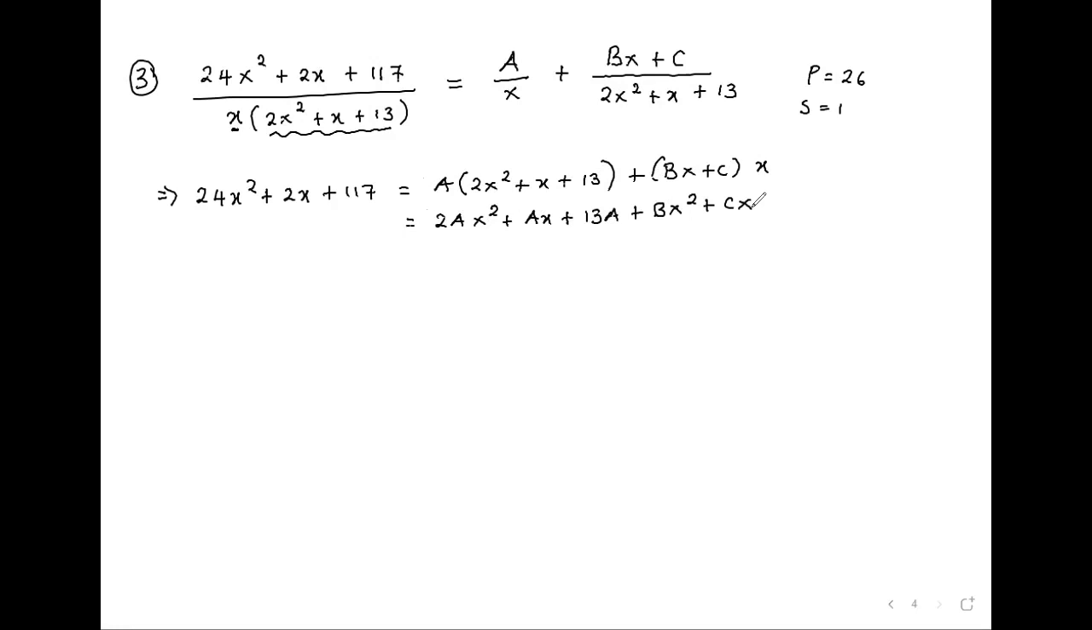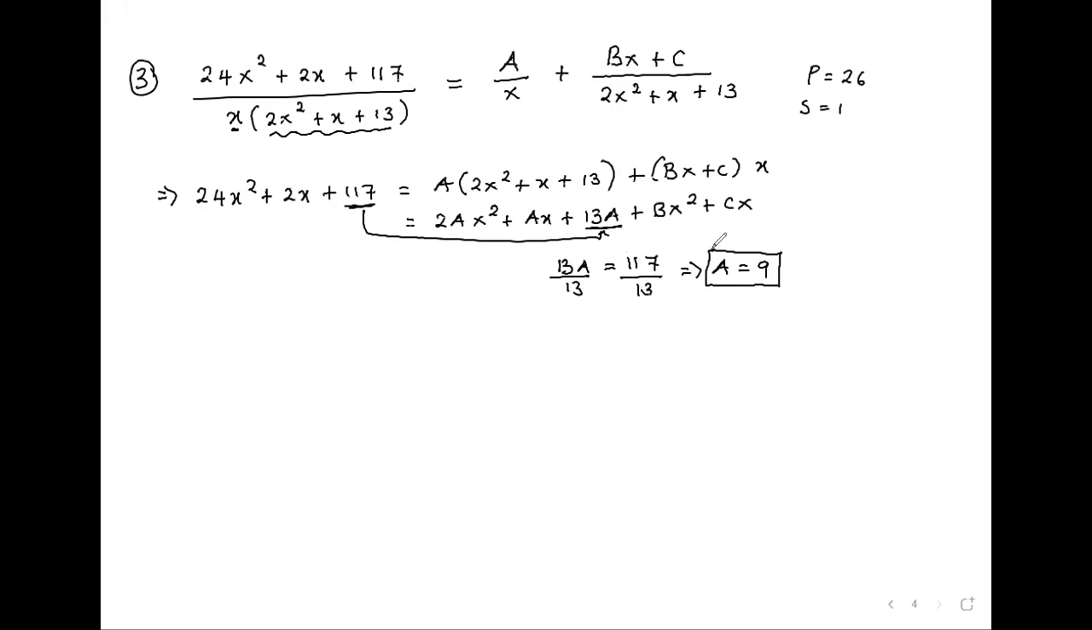What does it mean? For these two to be equal, the constants should be equal. These without x, they should be equal. So we want 13a to be equal to 117. Divide by 13, divide by 13. This means that a is equal to 9.